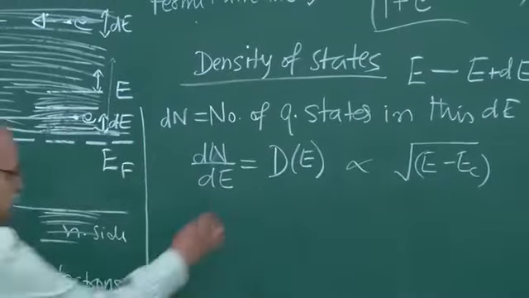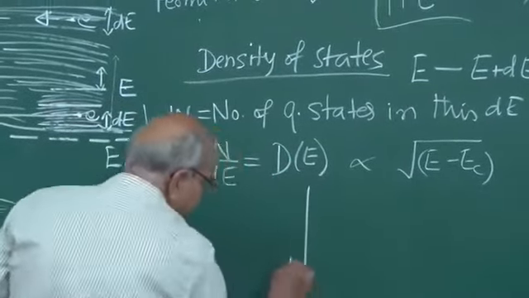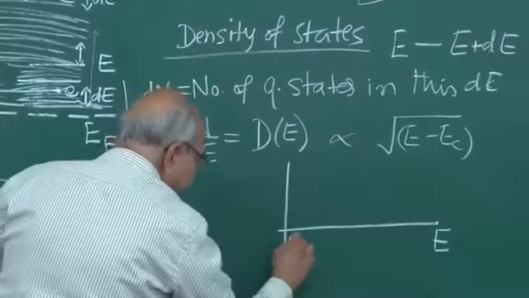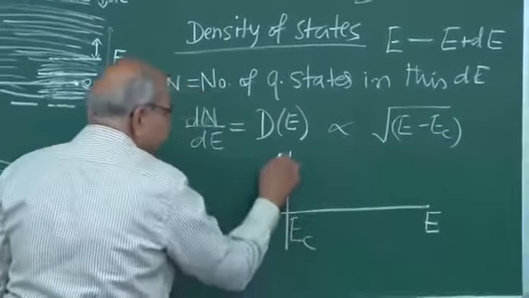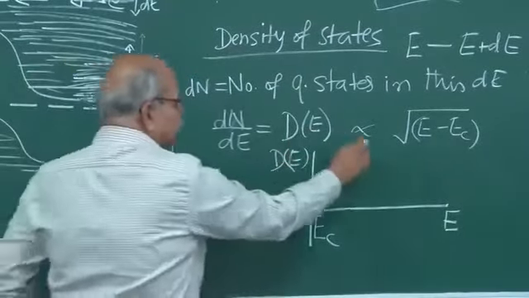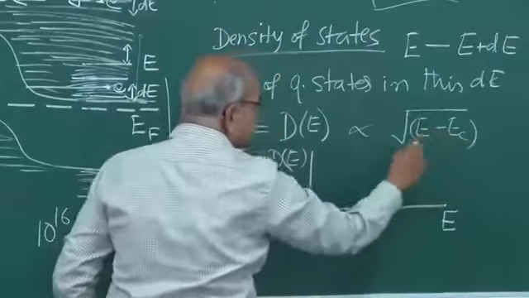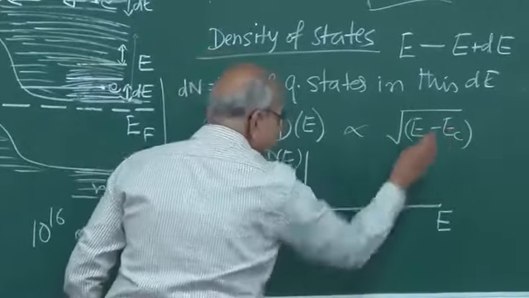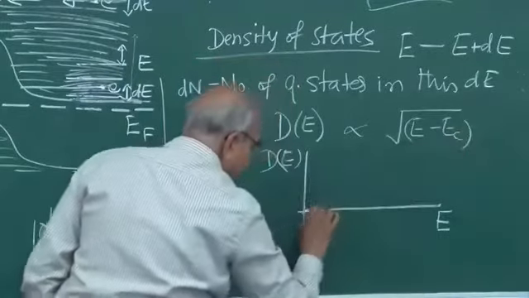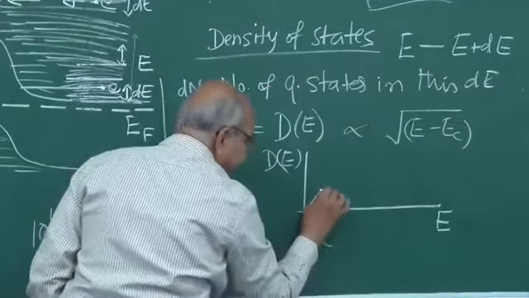So if I plot D(E) here, let's say this is energy E, and this point is energy EC, and this I am plotting D(E). How will that go? D(E) is proportional to the square root of E minus EC. So at E equal to EC, it should be 0, and then it is proportional to this. So it will go like this.